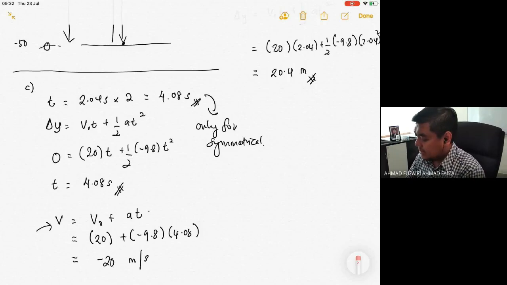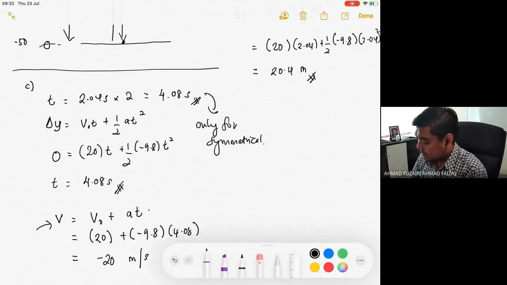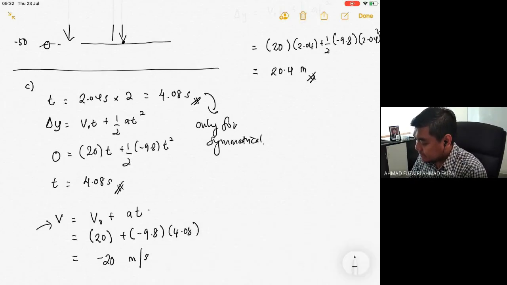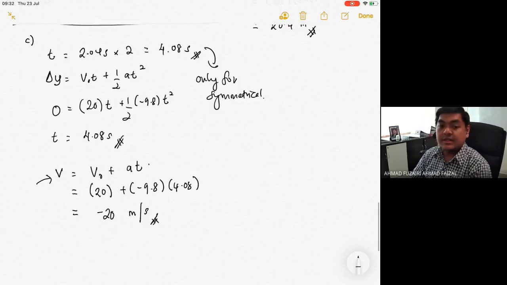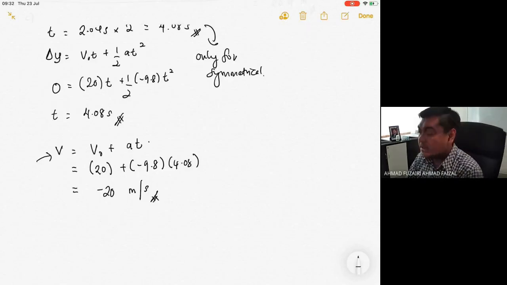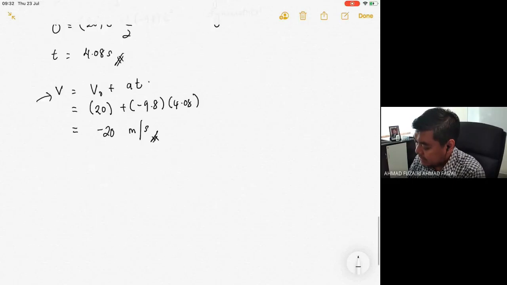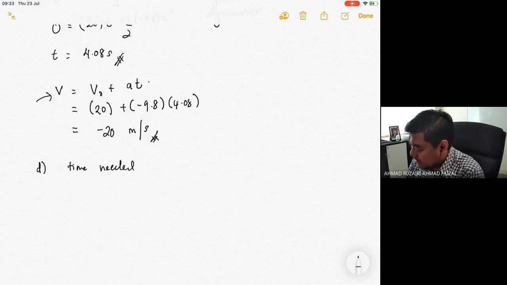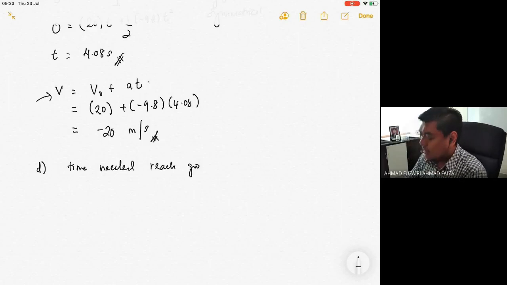Okay, so soalan selesai, soalan C. Okay, soalan D, the time needed for the ball to reach the ground. Where is ground? Ground duduk dekat mana?